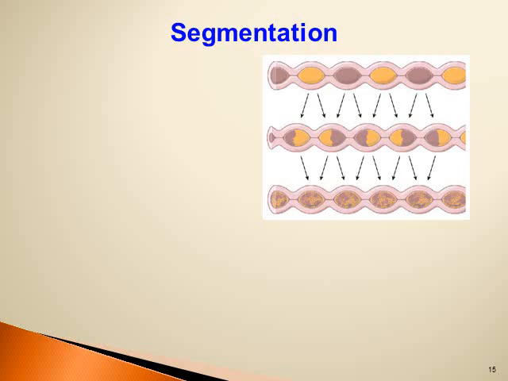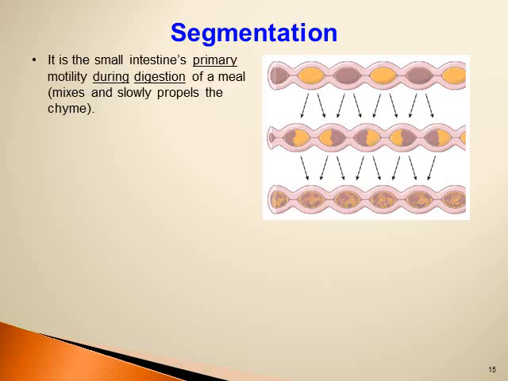Let's take these motility patterns in more detail one by one. Segmentation, we said, is mainly for mixing. It is the small intestine's primary motility pattern during digestion or during a meal. So it is the main. If I ask you what is the main motility pattern of the small intestine during digestive periods, it is segmentation. So it is the small intestine's primary motility during digestion of a meal.